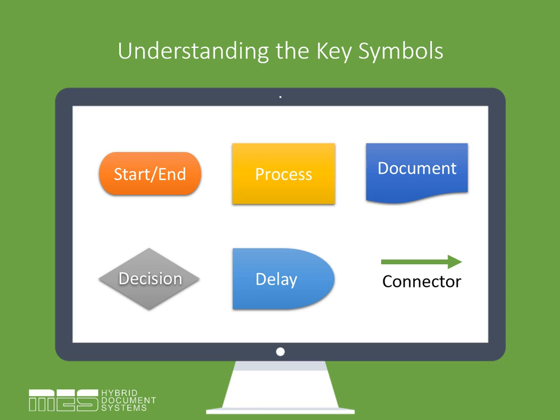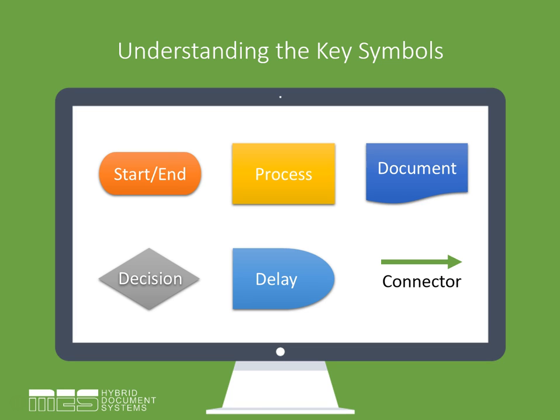Best place to start is understanding the key symbols. Now there's a lot more than the ones we have on the screen here right now. It's important that you familiarize yourself with them, but we want to start off with the basic ones that people are going to need to use. This little orange pill-shaped one, and the colors don't really matter, is your start and end process. So every workflow needs to begin and end with one of these. The yellow square, of course, is a process or an action that somebody actually has to take along it.